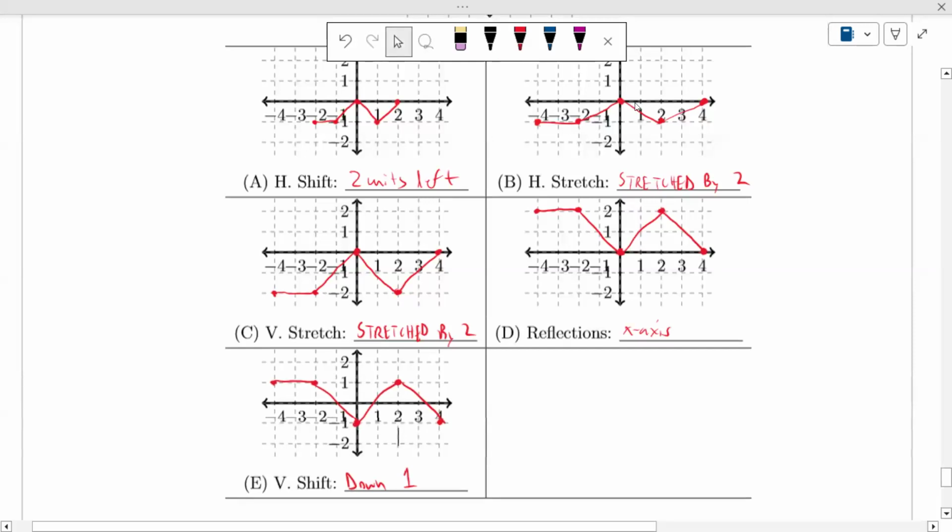Okay. Any questions on that at all? Sorry. Bugs in the room.